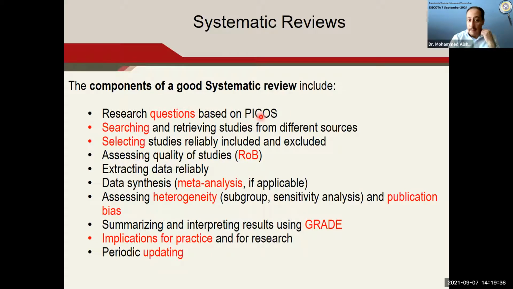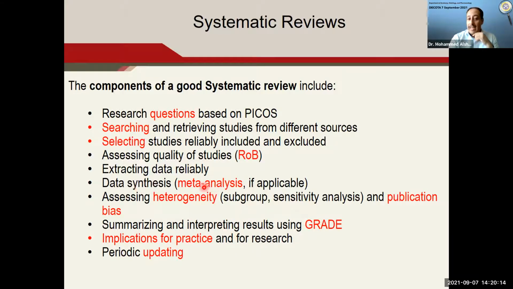The research question should be based on PICOS. The searching should cover different databases. Selection of studies should be reliable, based on inclusion and exclusion criteria, and should be done by 2 people. You should assess the risk of bias using tools. You should have a reliable way of extracting your data, and it should be done by 2, because sometimes by mistake you extract wrong data. Can you imagine, if 2 are doing the same step, they may get different numbers. Then when they discuss, they will see who extracted the data wrongly.